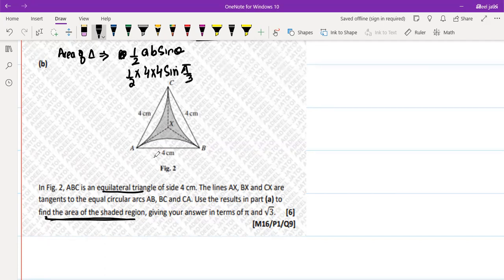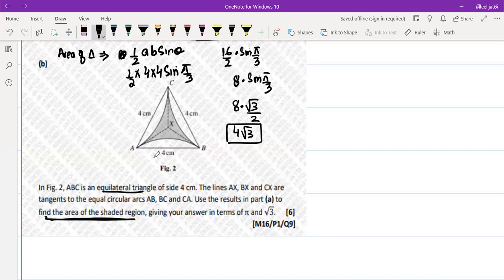60° is pi upon 3. So we can write this as 16 upon 2 sine pi upon 3, which is 8 sine pi upon 3. Pi upon 3 means 60, and sine 60 is under root 3 upon 2. So this should be 4 under root 3, because 2 and 8 are cancelled. So this 4 under root 3 is the area of the triangle.